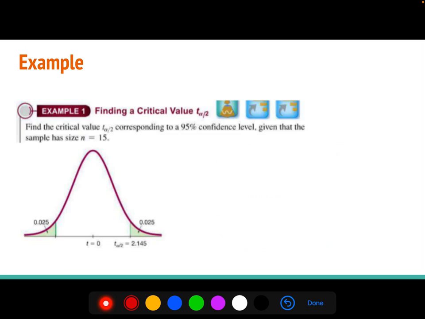Now, finding a critical value t alpha over 2. So we want to find the critical value corresponding to a 95% confidence interval. We know this is a t distribution because we're looking for t alpha over 2, and we know the sample size is only n equals 15. So in the calculator, we would do inverse t, because this is a t distribution, our area. So again, we have to do the same thing we did earlier.